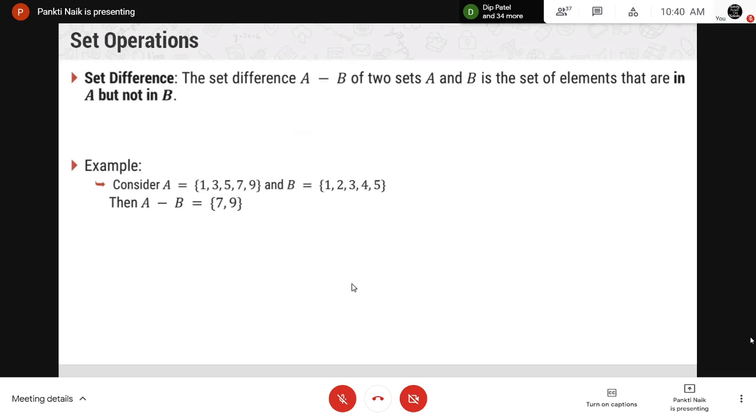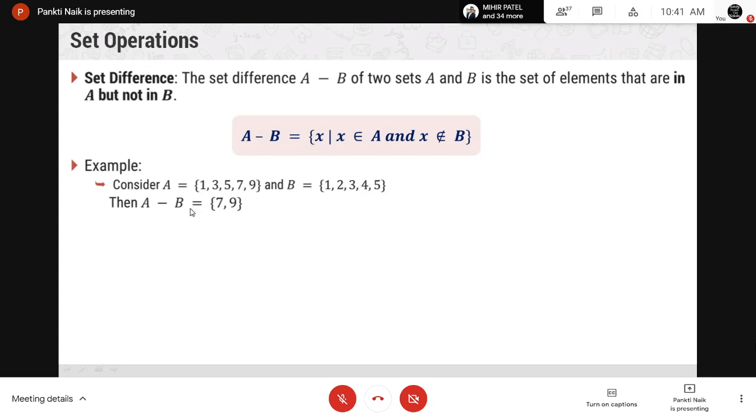Next is set difference. The set difference A minus B of two sets A and B is the set of elements that are in A but not in B. So that will be represented like this: A difference B is equal to {X such that X is an element of A and X is not an element of B}. So consider the example: A is equal to {1, 3, 5, 7, 9} and B is equal to {1, 2, 3, 4, 5}.